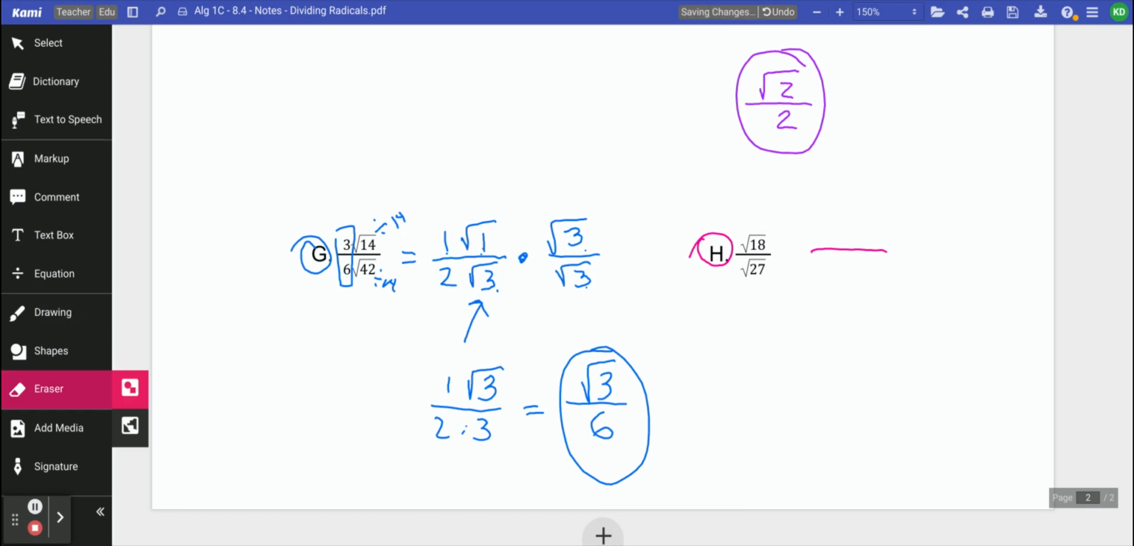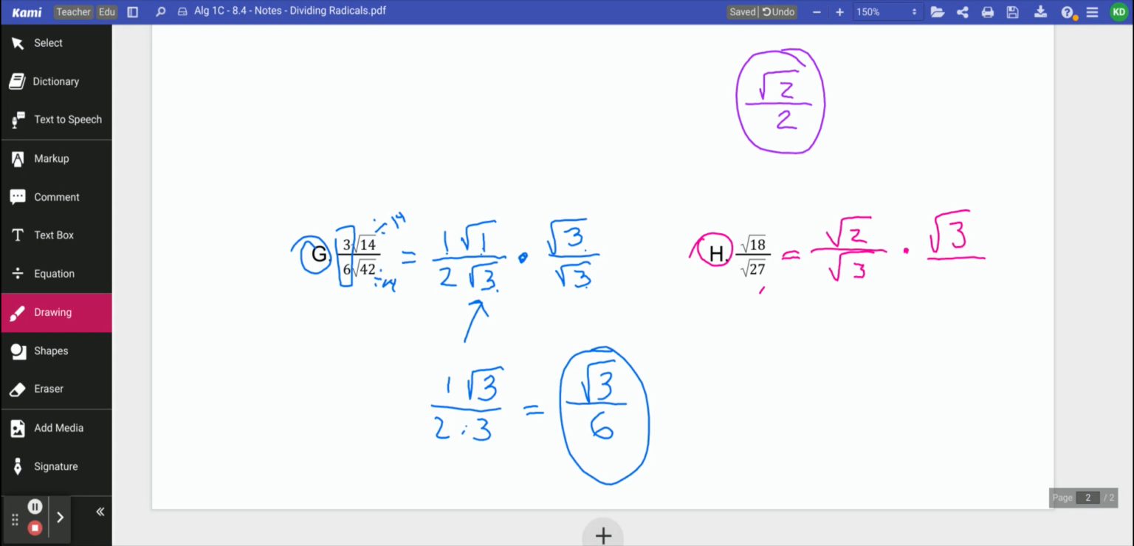This is no longer multiplication. I am just saying that these are divisible by 9. So 18 divided by 9 is 2, so we're going to have radical 2. And 27 divided by 9 is 3, so now it's radical 3. Much smaller numbers, much easier to work with, less simplification to do along the way. Now I multiply by radical 3 on the top and bottom because that's this number down here. Radical 2 times radical 3 is radical 6, and radical 3 times radical 3 is regular 3. So we are done.